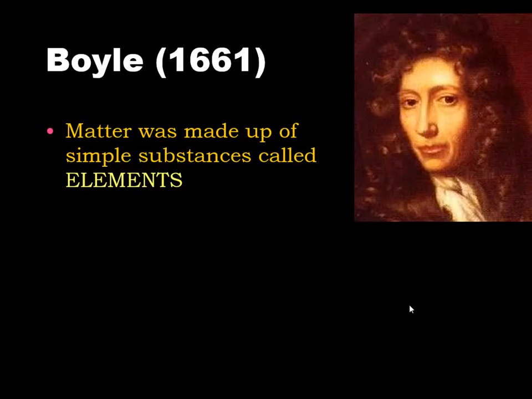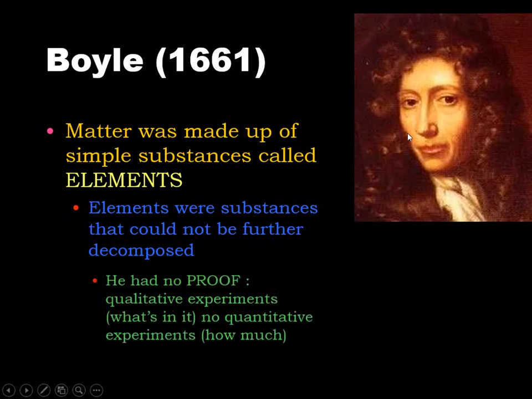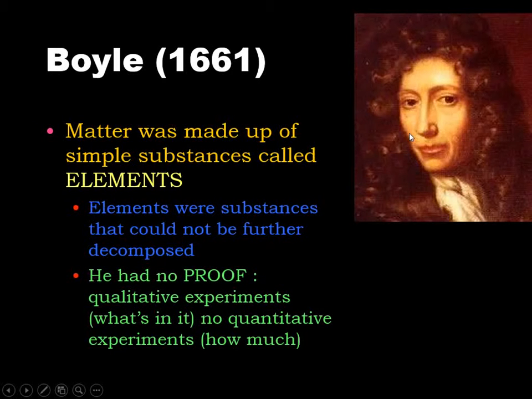So we jump from before Christ to the Dark Middle Ages, and now we're in the 1600s. Okay? So this guy's named Boyle. He came up with the idea that matter was made out of simple substances called elements, and elements were substances that could not be further decomposed or broken down. He had no proof. He had qualitative experiments. Qualitative is just deciding what's in it, no quantity, not how much of something.